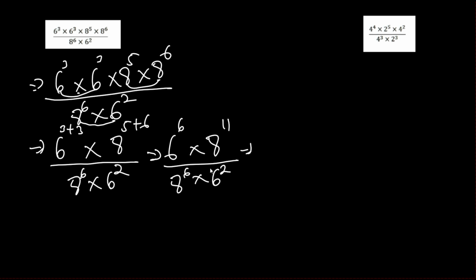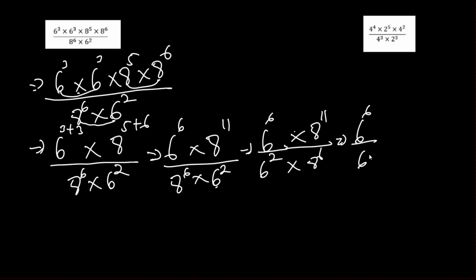Now let's rearrange this one also. So 6 raised to the power 6 all over, you can bring this one over here. So 6 raised to the power 2 times 8 raised to the power 11 all over 8 raised to the power 6. Now to make this one easier, let's simplify it like this. 6 raised to the power 6 all over 6 raised to the power 2 times 8 raised to the power 11 all over 8 raised to the power 6.